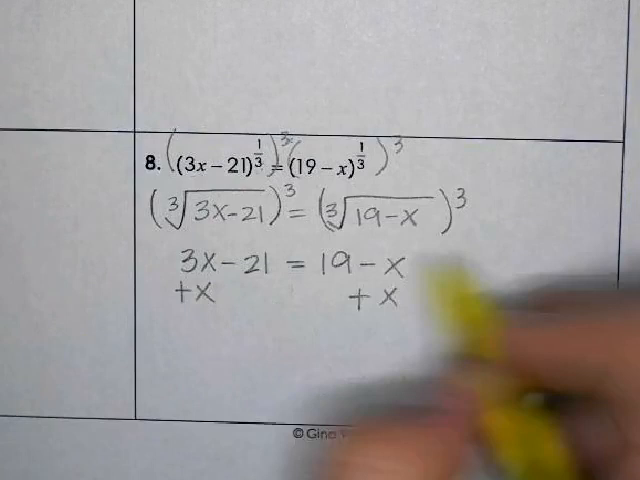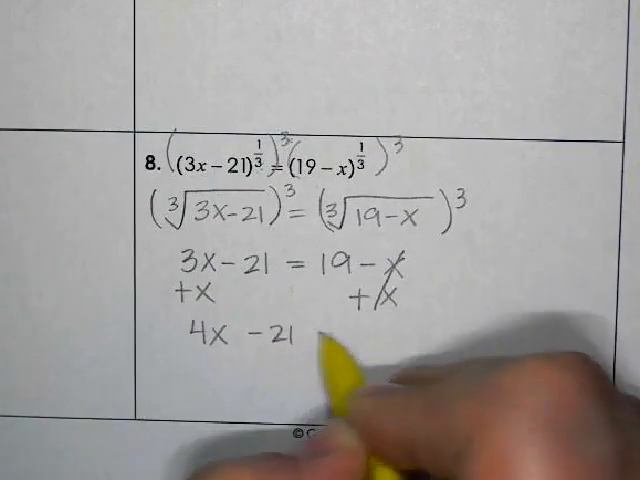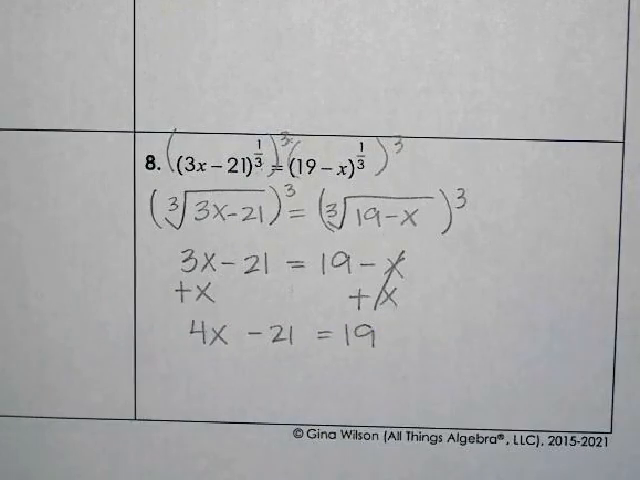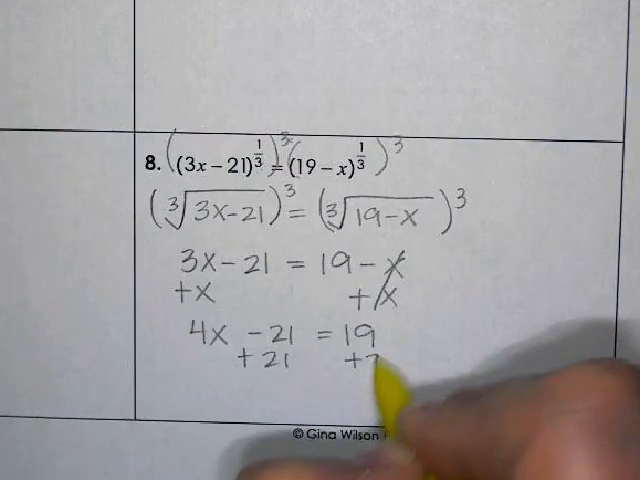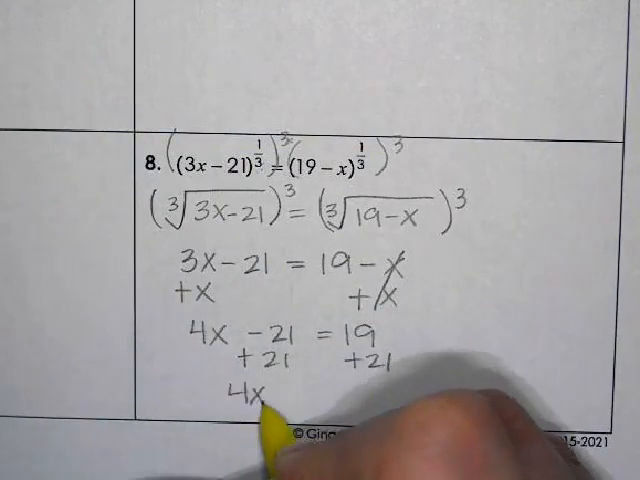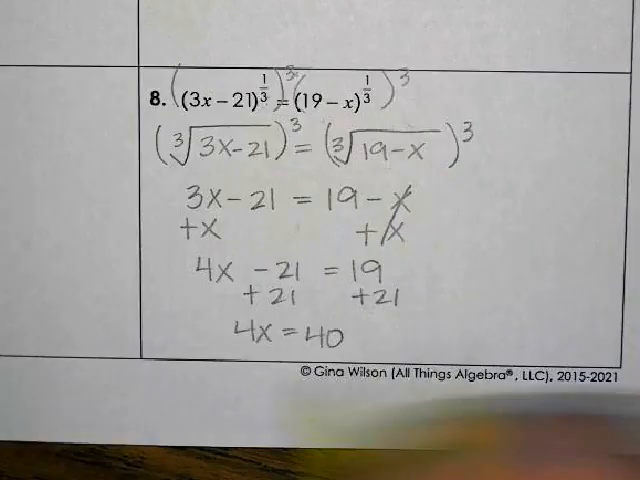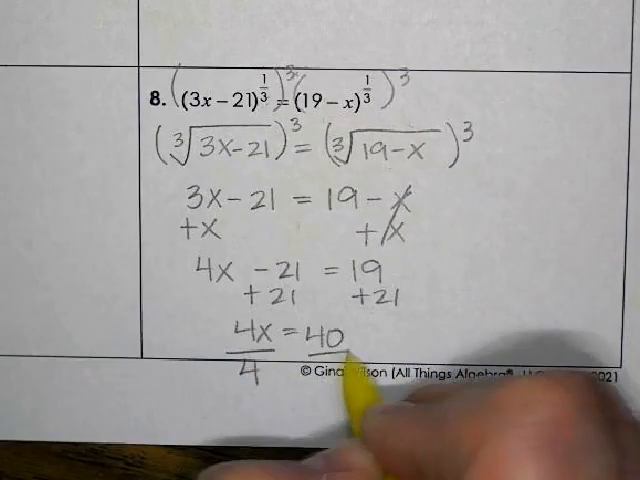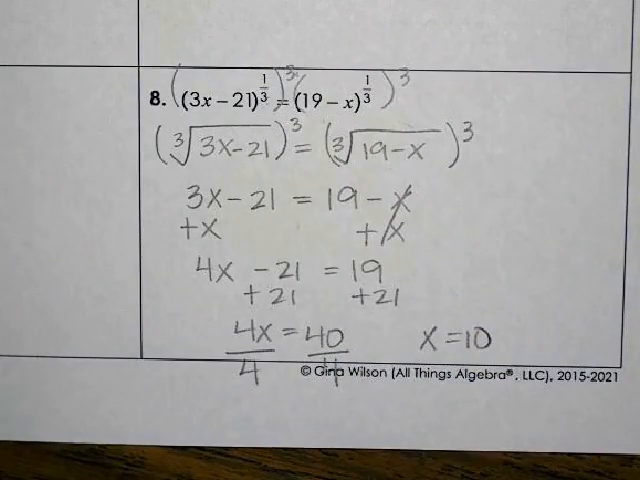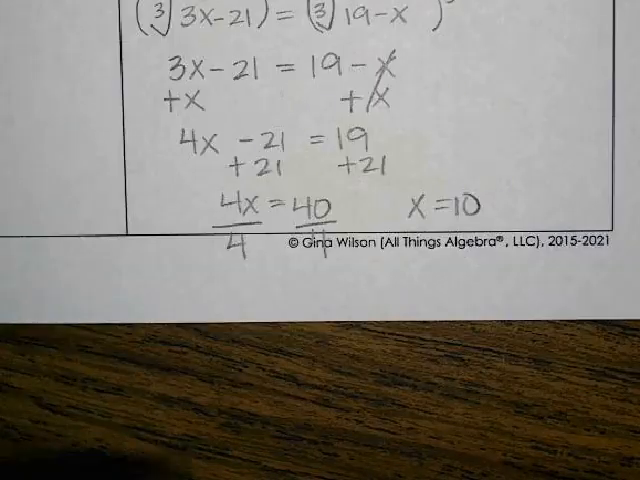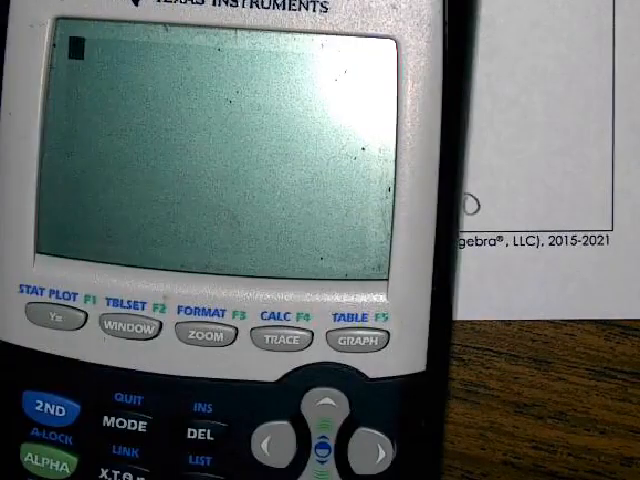So 4x minus 21 equals 19. Add the 21. 4x equals 40, okay. Divide by 4. X equals 10, okay. So I'm going to take that answer, I'm going to store it. So 10 stored as x.